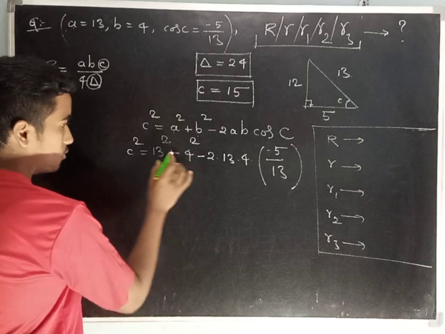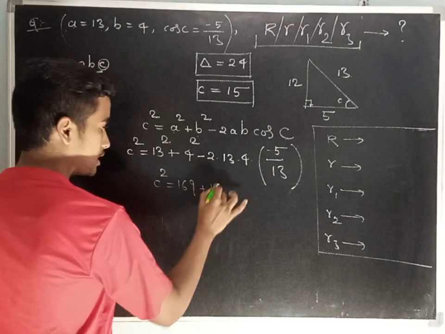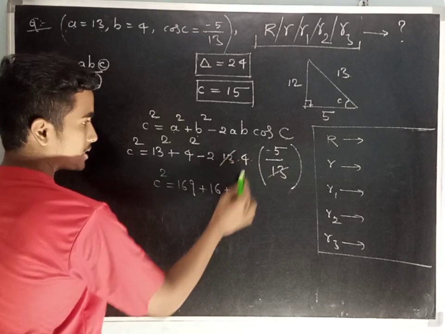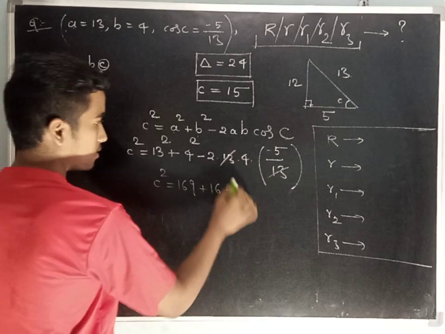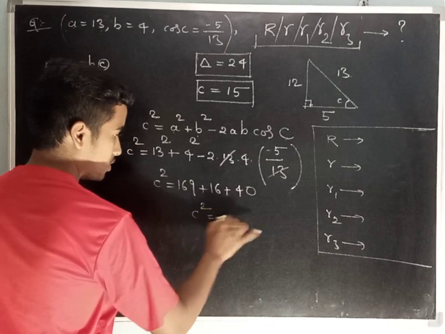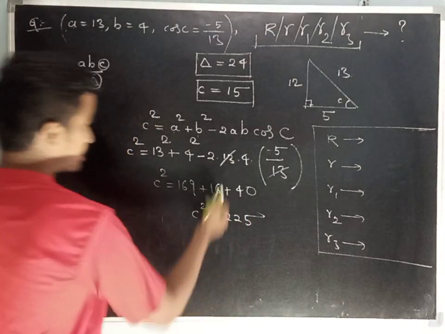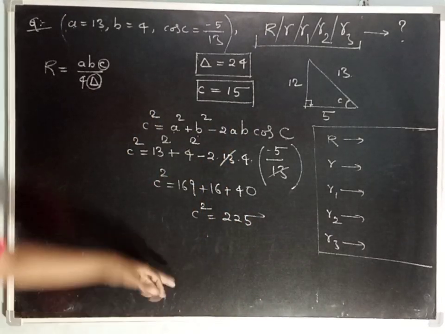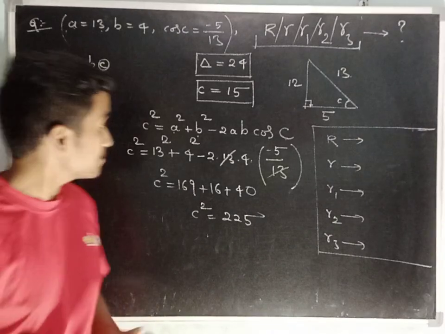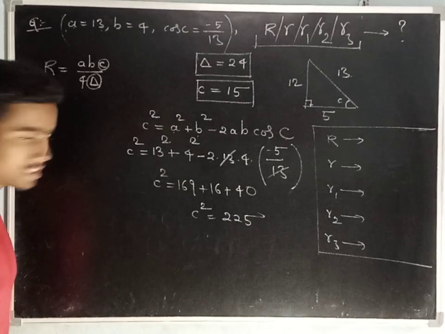C square is equal to 13 square, 169, plus 14 square, 196, minus minus plus, the 13s get cancelled, 2 into 14 is 28, 28 into 5 is 140. C square is equal to 225, so C is equal to 15. This is how we can find the parameter C, which is nothing but a side of the triangle. Okay, let's move on further.